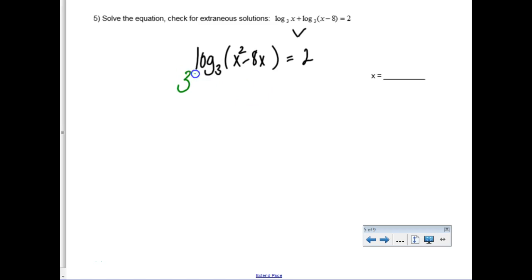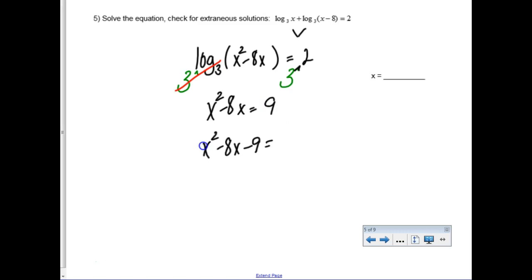I teach my kids to exponentiate both sides with a 3. So on the left side, 3 to the log base 3's will cancel, and the x squared minus 8x, excuse me, drops down. And over here, remember it's 3 to the second power, so it equals a 9.